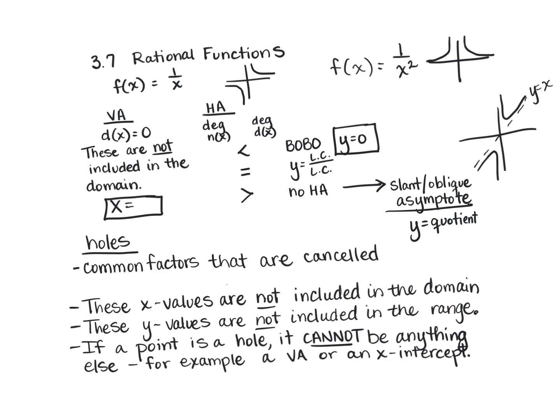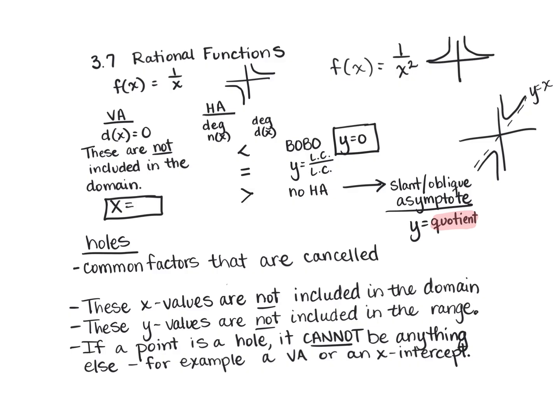The way you find this is to do y is equal to the quotient. So once you divide the bottom into the top, whatever your quotient is, without regard to what your remainder is, that would be where your slant or oblique asymptote is. So we'll do some of those.